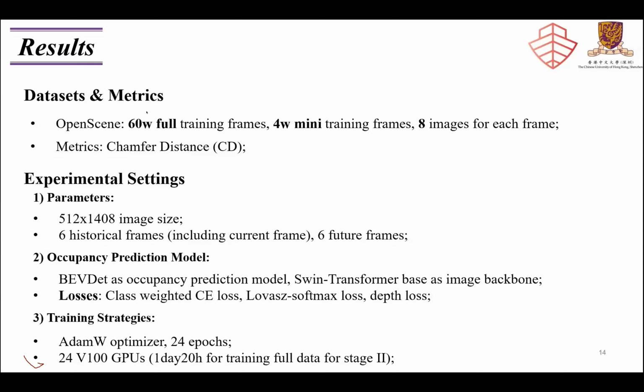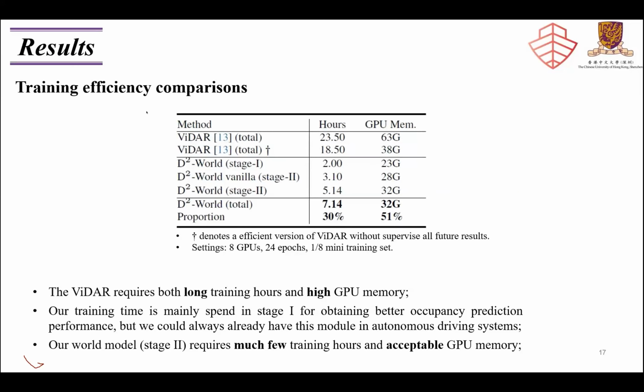usage for each method. From the results, we can easily find that the baseline requires both long training hours and high GPU memory. In comparison, our world model requires much fewer training hours and acceptable GPU memory. And although our training time is mainly spent in stage 1 for obtaining better occupancy prediction performance, this module already exists in modern autonomous driving systems and can also serve as our world model's input.